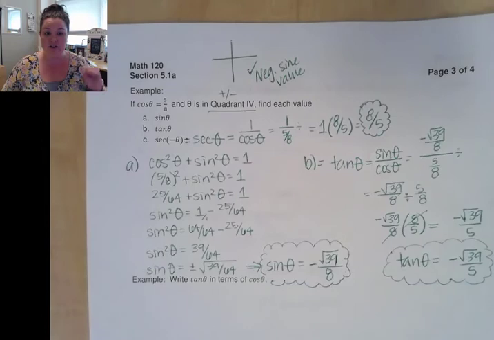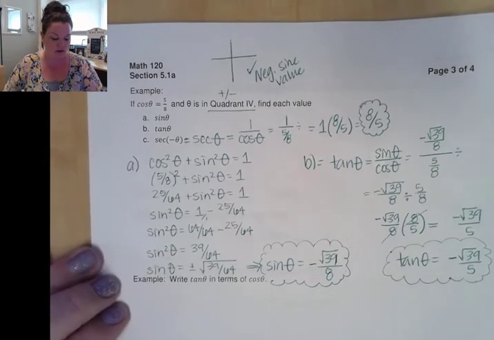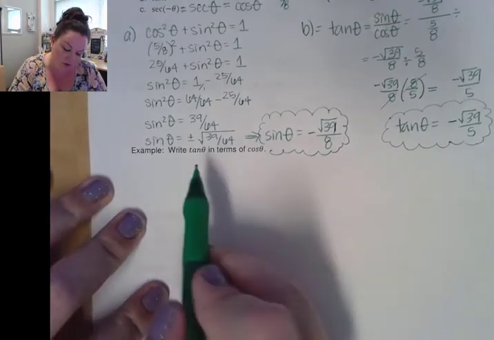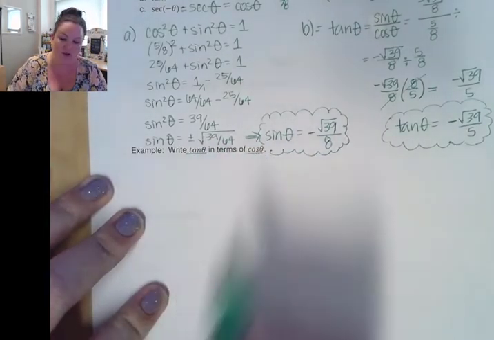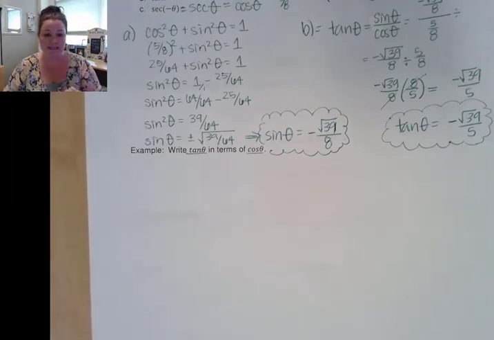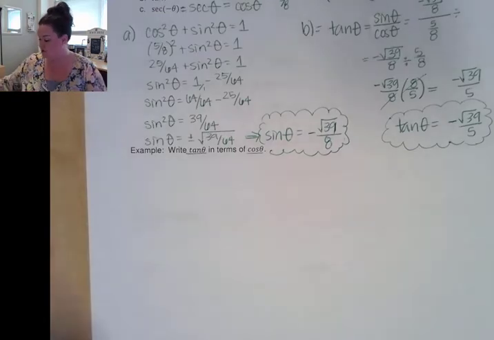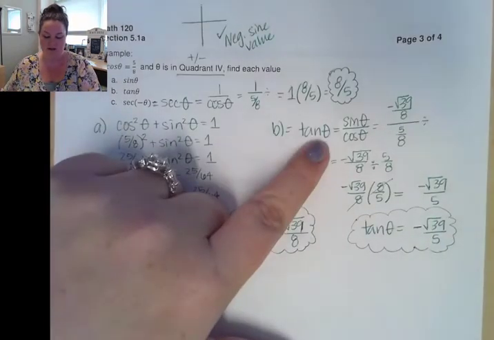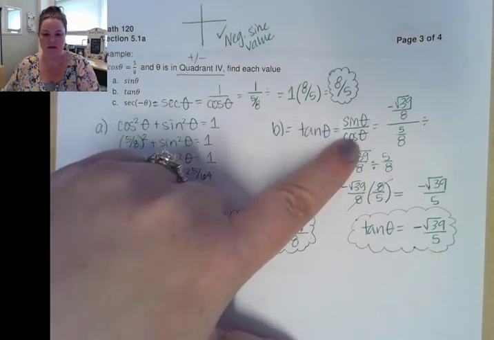All right, I want to look at 2 more, and then we'll call it a day. On this next example, it says we want to write tangent in terms of cosine theta. So again, we're looking for identities that involve tangent and cosine theta, just like the last problem.